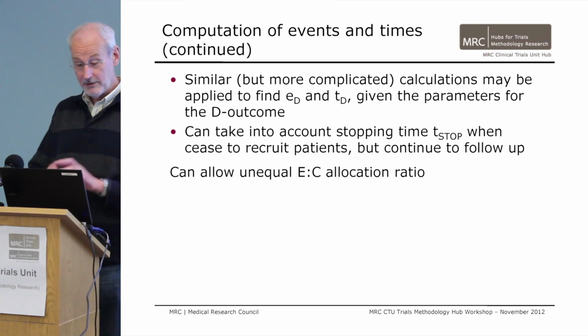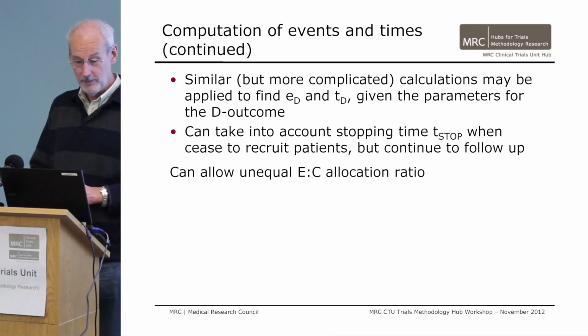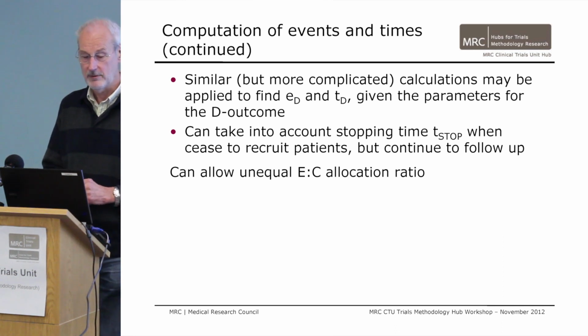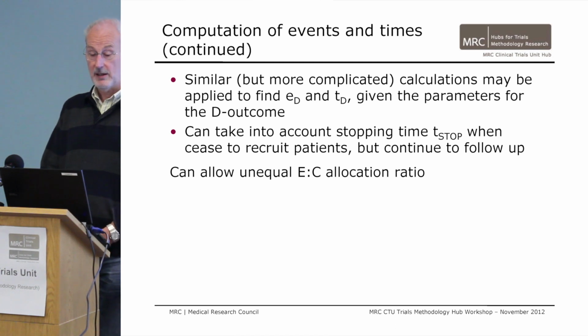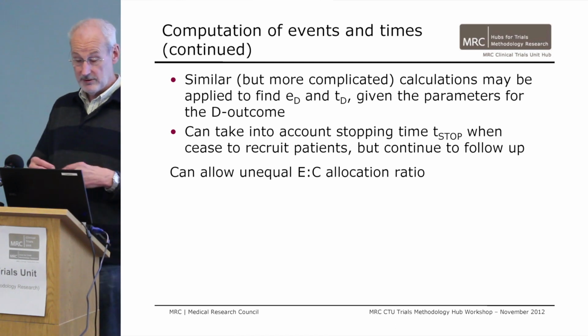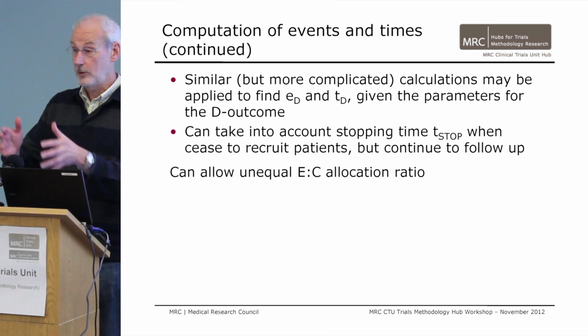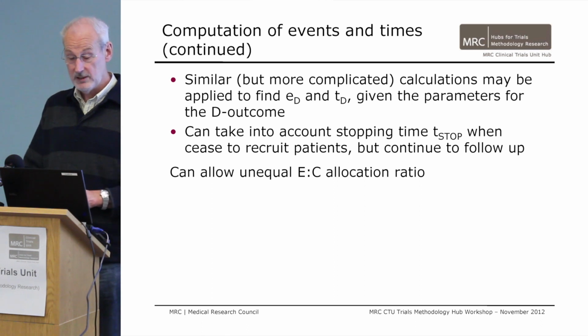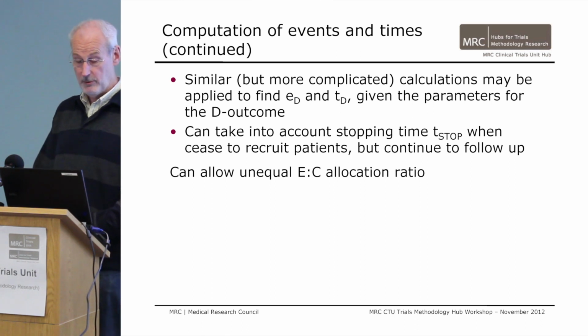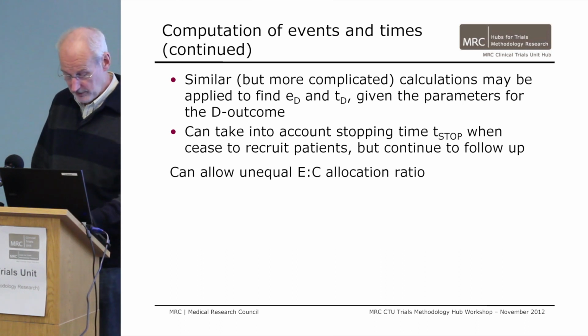So as I just said, I'm going to repeat myself, similar calculations but more complicated, you can use to find the number of events for the D and the time for the D outcome, given the parameters for that. You can also do a little tweak whereby you might want to take into account stopping the trial a bit early. You don't necessarily want to continue recruiting to the very end. You might stop and then observe for events, and you can feed that number, which I've called T-stop, into the design to tell you when to stop recruiting patients. And as I said earlier, you don't have to have a 1-to-1 allocation ratio.